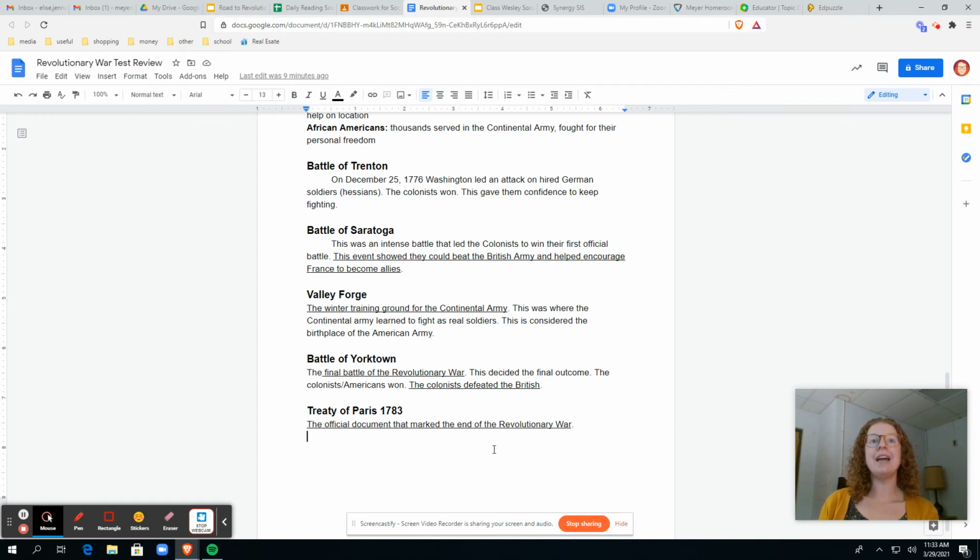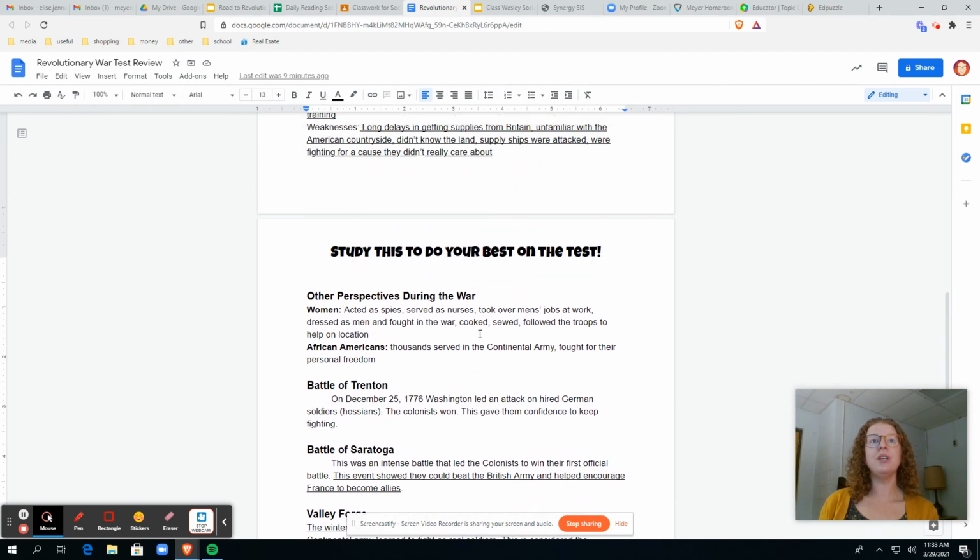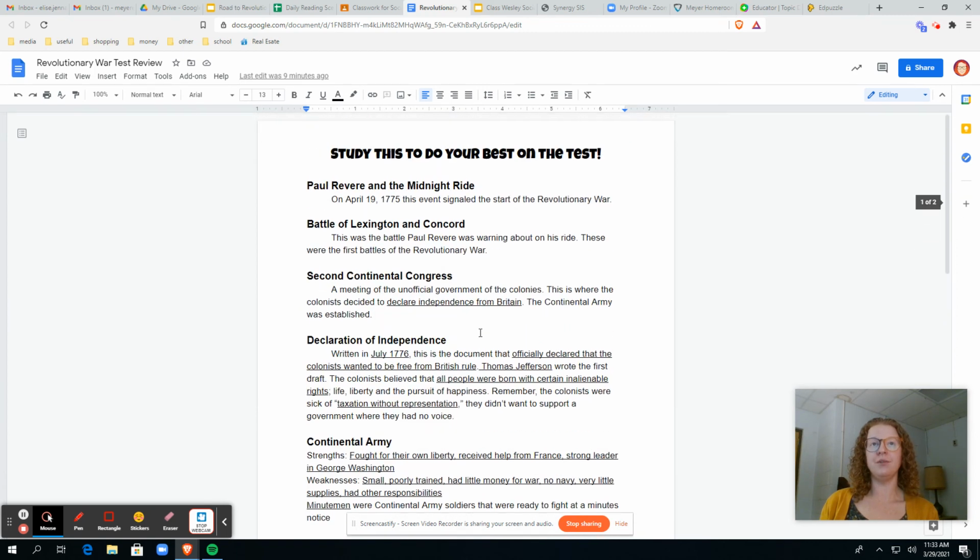So these are some highlights. I even underlined some extra important stuff, but you will see pretty much all of this information on your test. So look over it carefully. Have it open in one tab and have your test open in another, or even have this Edpuzzle open. And as I'm reading through it, you can be looking back and forth between your things.